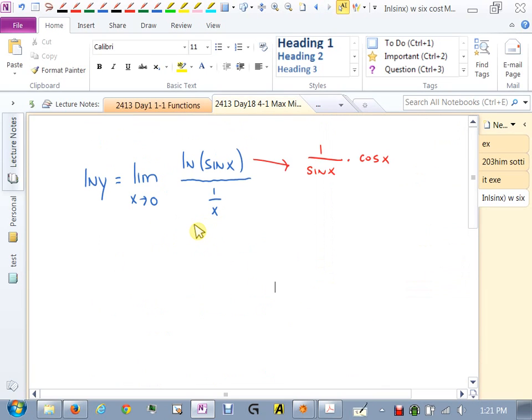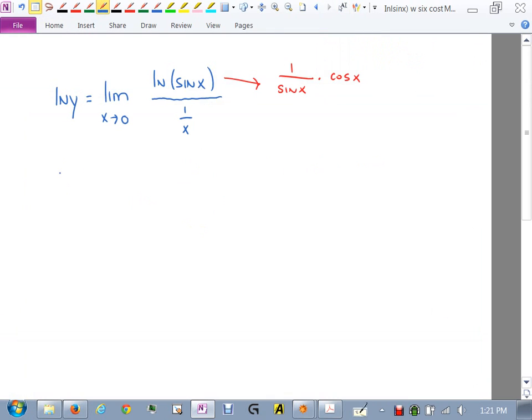Okay, so here's where we were, right? Let's go ahead and do natural log y. That's the left side. Haven't touched it. I am applying L'Hopital's rule right now. But I'm going to leave the top as cosine x over sine x. And then on the bottom, when we took the derivative, we got negative 1 over x squared. Yeah? We good or not? Yes?